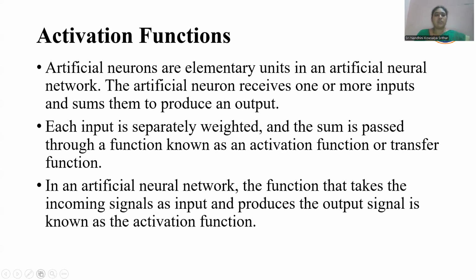Here, artificial neurons are the elemental units in an artificial neural network. The artificial neuron receives one or more inputs and sums them to produce an output. Each input is separately weighted, and the sum is passed through a function known as an activation function or transfer function. In an artificial neural network, the function that takes the incoming signal as input and produces the output signal is known as the activation function.